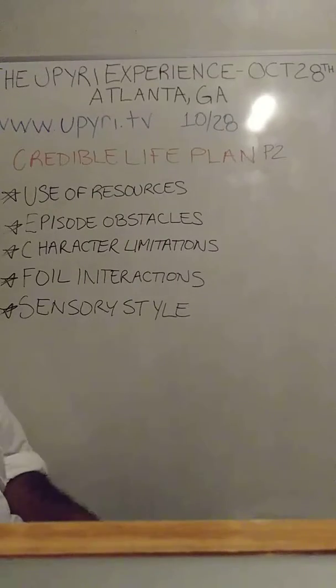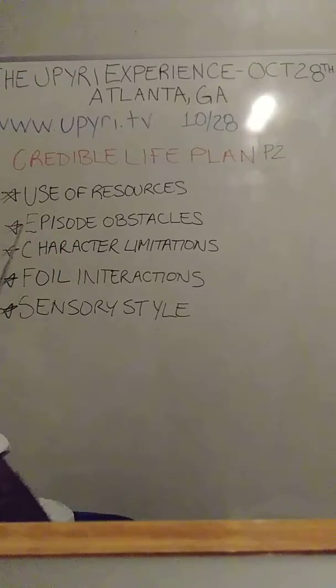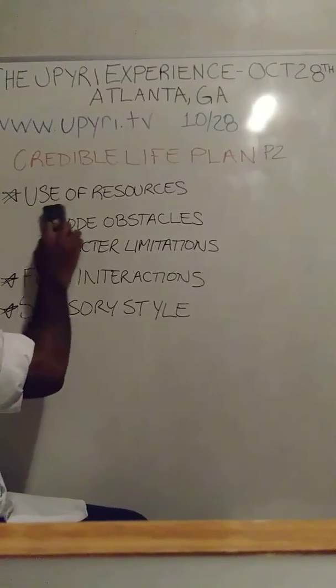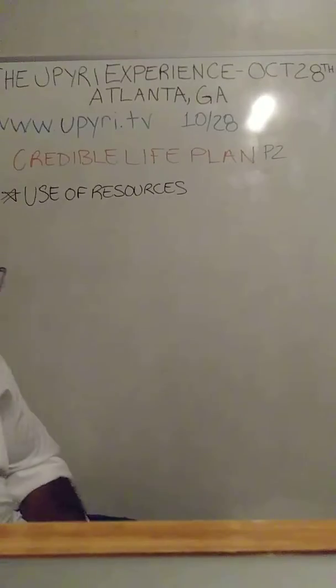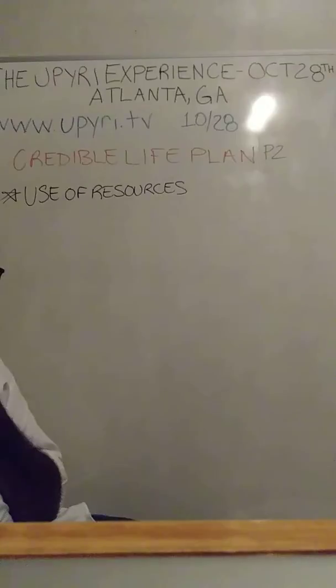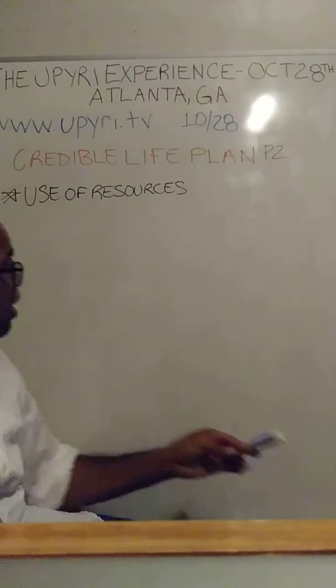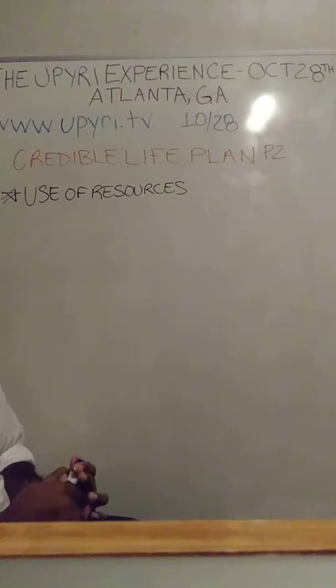So I'm going to step to the side here. As you can see, these are the categories that we're going to talk about: use of resources, episode obstacles, character limitations, foil interactions, and sensory style. So let's get started with the use of resources. You all should have already recorded up top the community and the responsibilities. So you're simply going to restate those communities here, underneath, and then the things that the character gets from those communities.